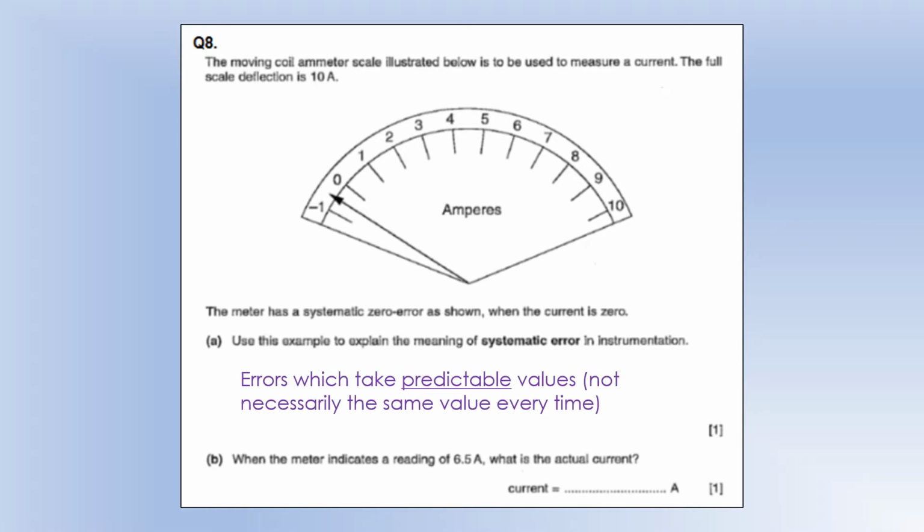So it's an error which takes predictable values, which means we can then take the reading that we get and remove the predictable value and then get the accurate value. Just one thing I'll flag up, very commonly systematic errors, especially one like this, are the same value every time, but it doesn't have to be, it just has to be predictable. So if the meter has a reading of 6.5, what's the actual current? Well, when it's got a current of 0, it's on minus 0.5, that must mean it's actually reading 7 amps, because the reading is always 0.5 below what it should be.